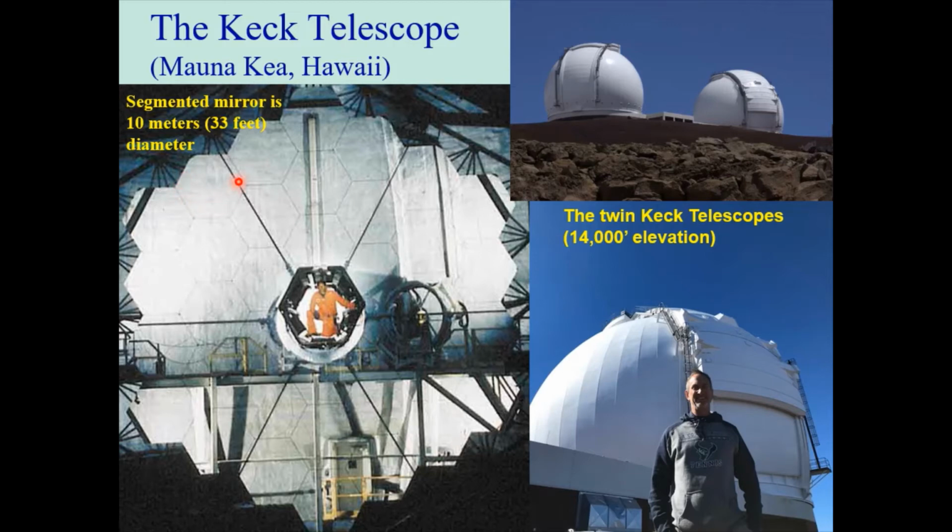honeycomb-shaped sub-mirrors that are all sort of tiled together to form this enormous mirror, which is 10 meters or 33 feet in diameter. And there's actually 2 of these telescopes on top of the highest peak on the big island of Hawaii. My family and I went up and visited them a couple years ago, and it was a really neat trip.